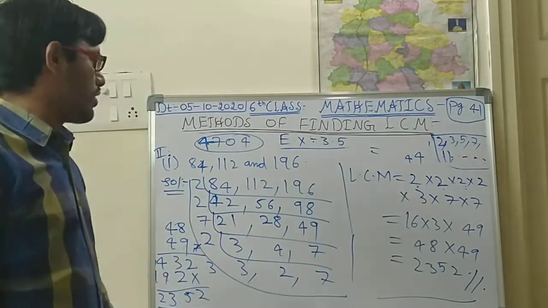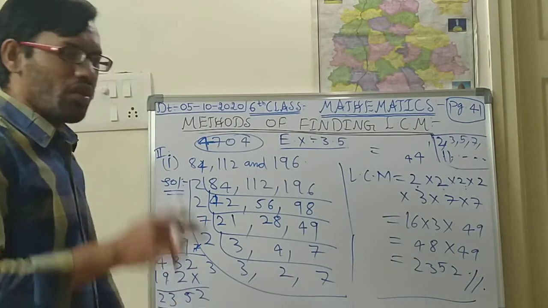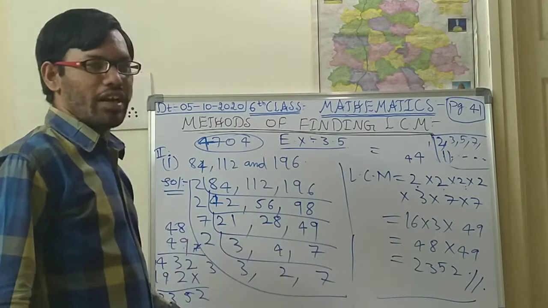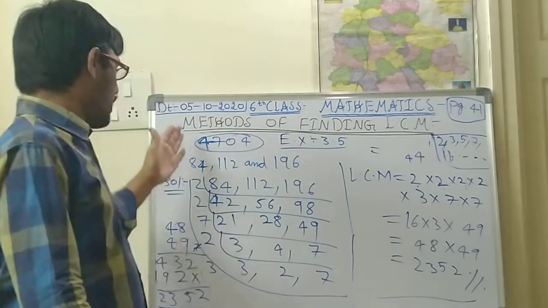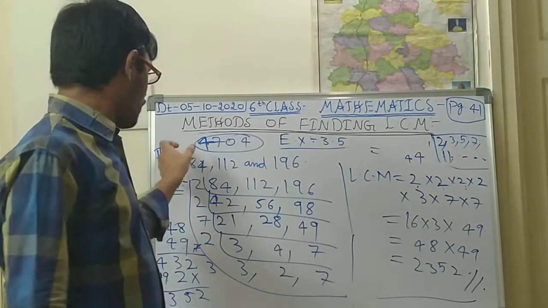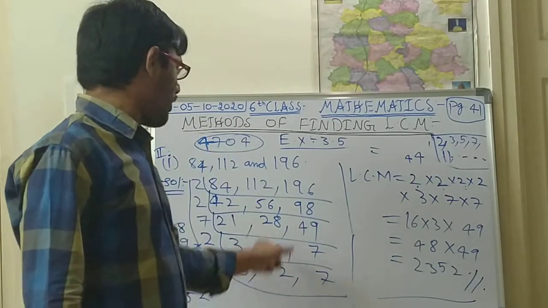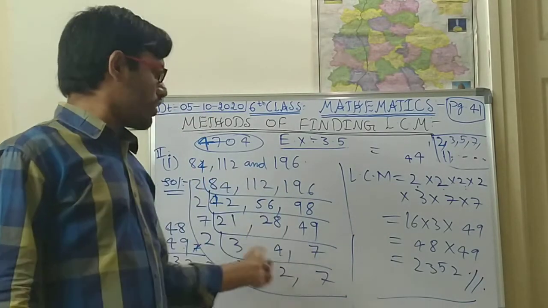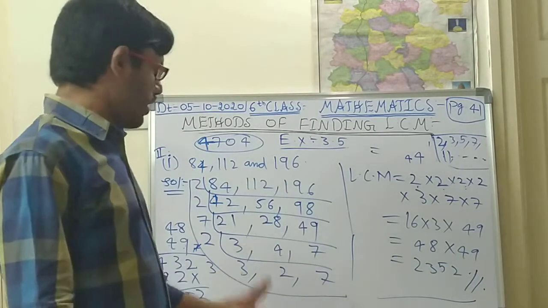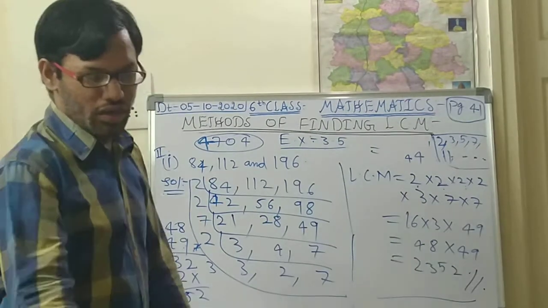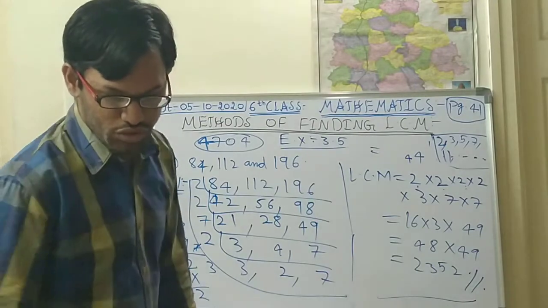Okay. So like this you are supposed to do. So only one thing, children. Do the LCM for all the numbers at a time. In the first method we have taken only one number: for 84 one time, for 112 one time, for 196 one time. But in this method you should take all the three numbers at a time and do the common prime factors. Okay. So like that you should do.